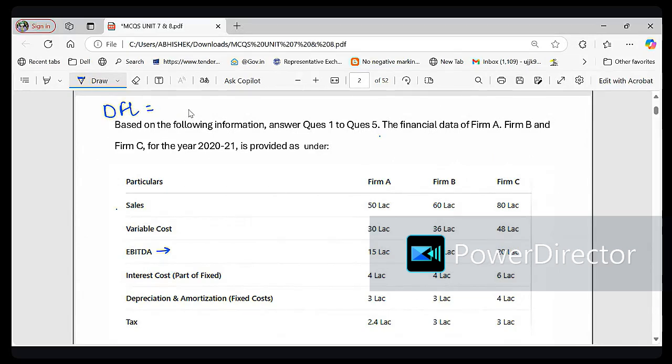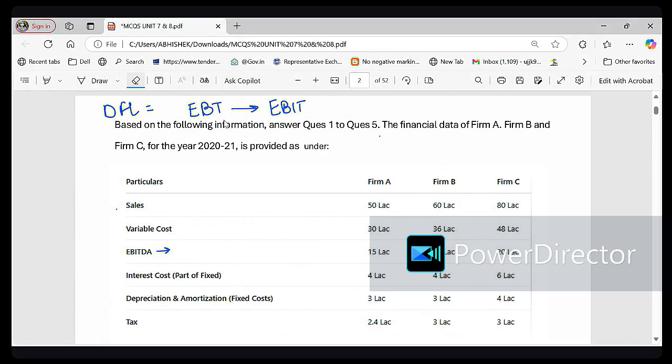It tells us how much a company's profit before tax changes. There's something called EBT, that is earning before tax, or we call it profit before tax. So it tells us how much EBT changes in response to the change in EBIT. So what is the formula for DFL?